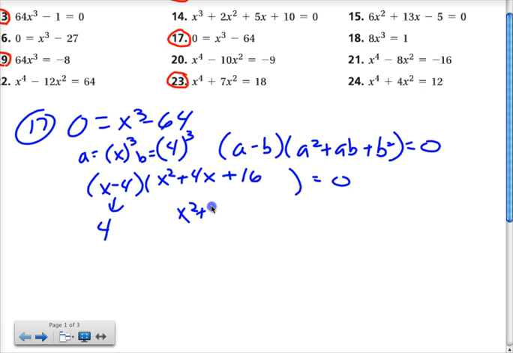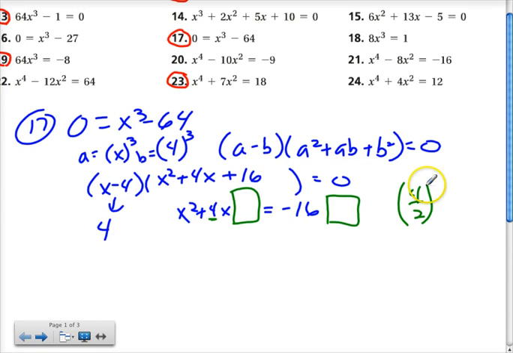This one, you make a decision. I'm going to make a decision to complete the square. Because my first term is just 1x squared, I don't have to do any division. I just need to move the 16 over and complete the square. So b value is 4. 4 divided by 2 squared is going to be 4. So we're going to add a very nice little lovely 4 to both sides here. And this will be x plus 2 squared equals negative 12.